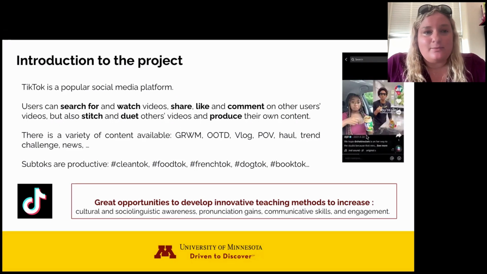With that in mind, what users can do is search for videos, they can watch videos, they can interact with them by sharing them with their friends offline, sharing them with their friends online, they can like them, react to them, they can comment on them, but they can also do some really unique things that make TikTok special.